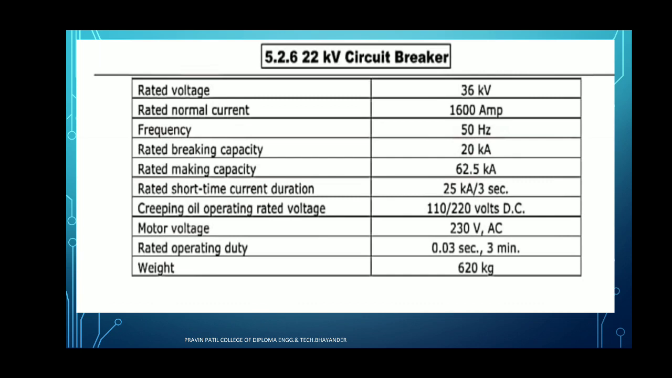Closing and opening operating rated voltage 110 or 220 volt DC supply. Motor voltage about 230 volt AC supply for the circuit breaker. Rated operating duty 0.03 second for 3 minutes, and weight of the circuit breaker about 620 kg. These are the features of the circuit breaker used in a 132 kV circuit or 132 kV substation.